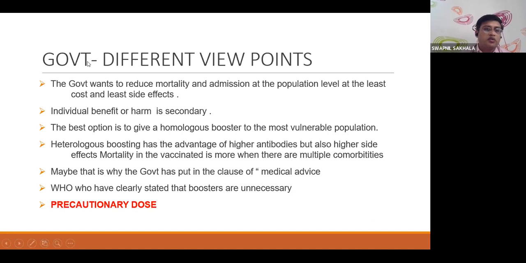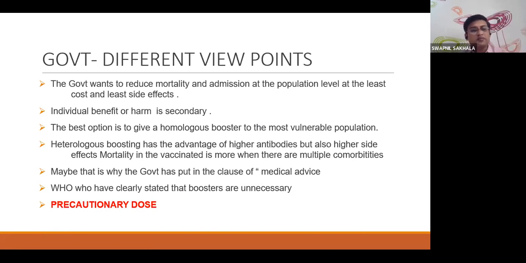So what does the Government of India say? The Government of India has a little bit different point of view. They don't want more mortality, and they don't want more admissions. So the government wants to reduce mortality and admissions at a population level at the least cost and least side effects. If you take a heterologous vaccine, there will be more immunogenicity, but there may be a slightly higher percentage chance of vaccine-related side effects.